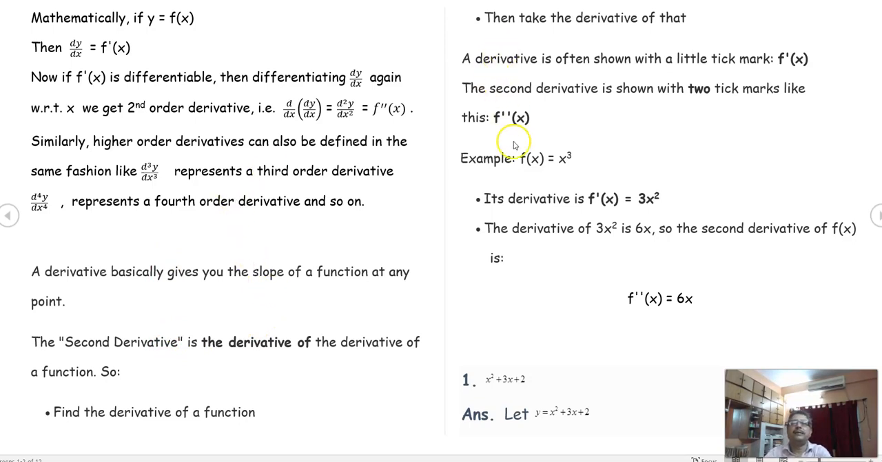Now let us go for an example where a very simple function f(x) equal to x cube is involved. If you find its first order derivative, it will give us 3x square. All of you know it. By the rule, the derivative of x to the power n is n x to the power n minus 1, so it gives us 3x square. When you differentiate 3x square once more, it gives f double dash x equal to 3 into the derivative of x square, that is 2x, so there will be 6 into x.